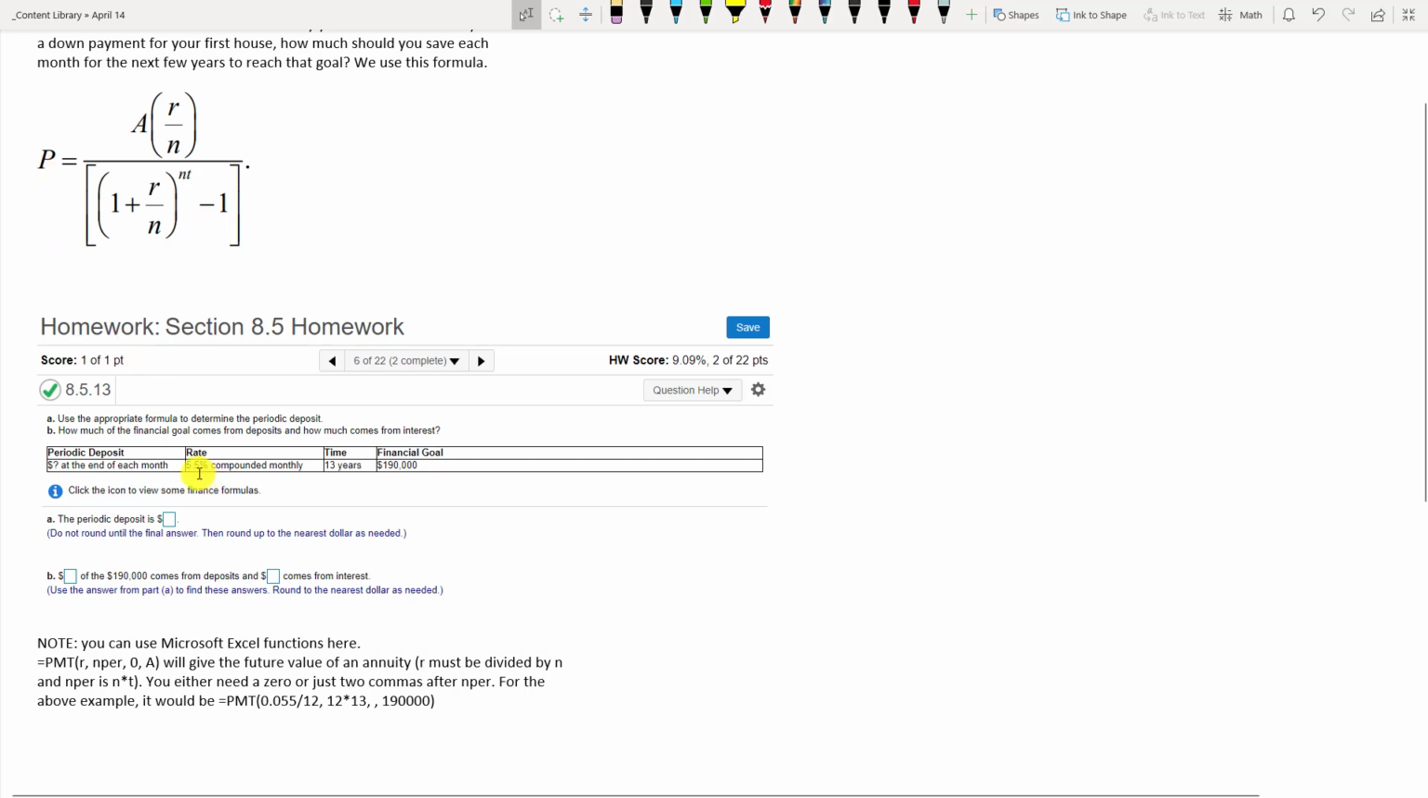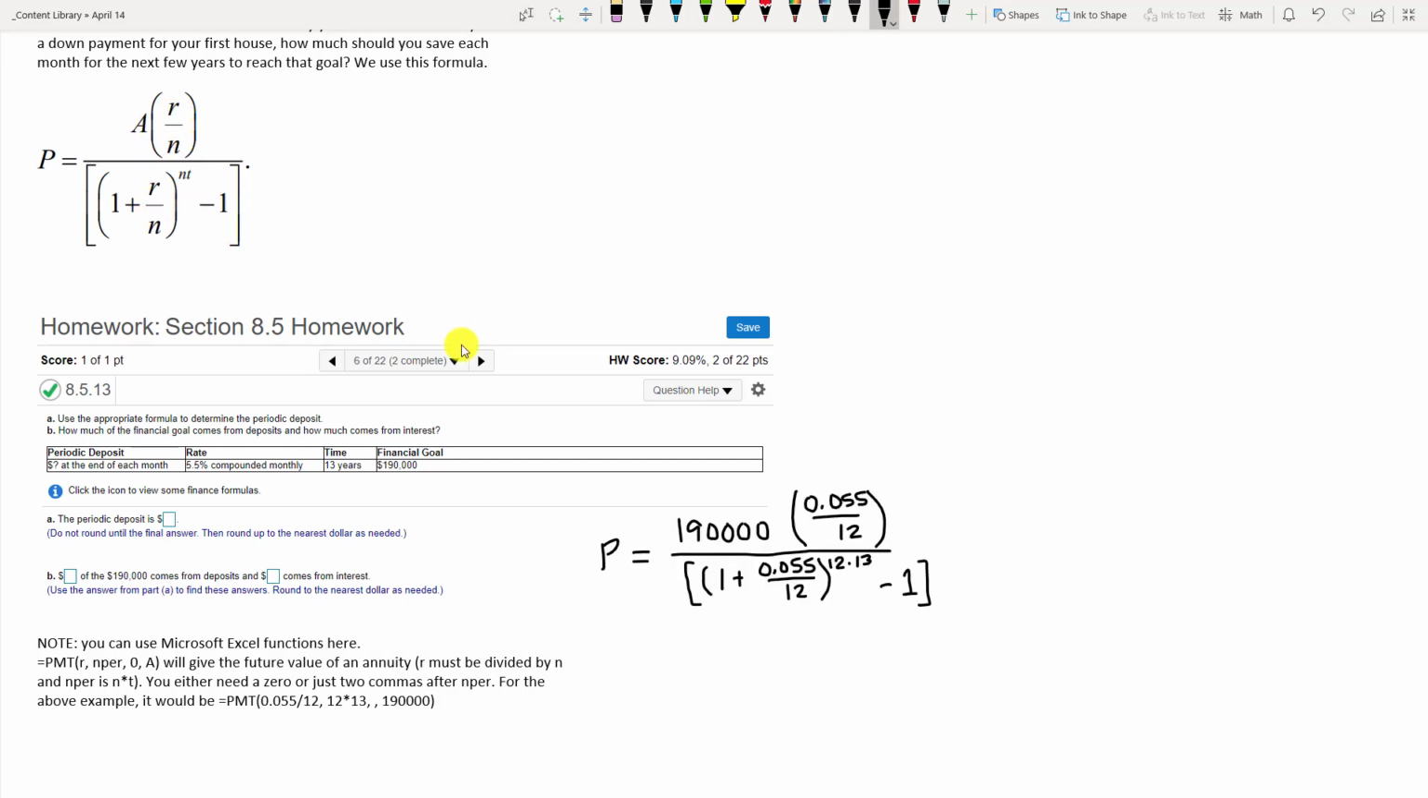We have 5% interest rate, that'll be the rate. Compounded monthly means it'll be 12. Our time is 13 years. And our financial goal is $190,000, and that will be our A. So let me put all that into the formula, and then we'll calculate it. So I've substituted my values into that formula.